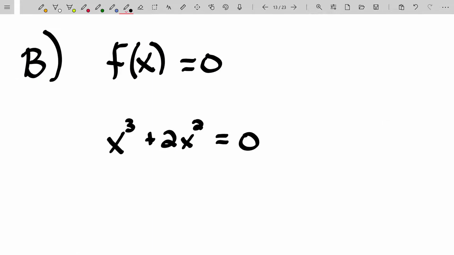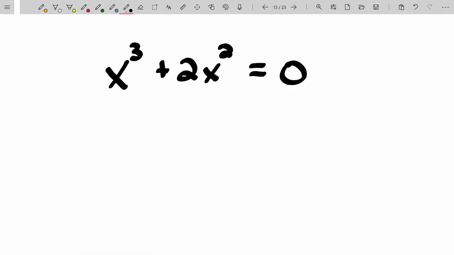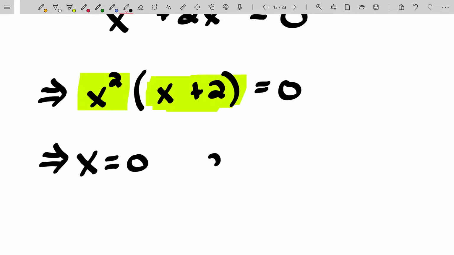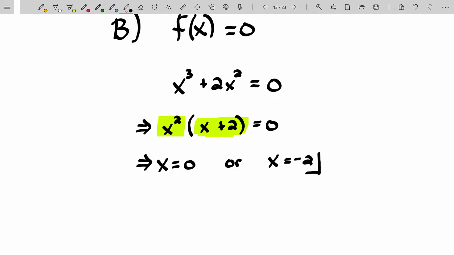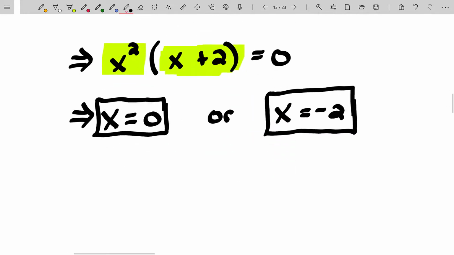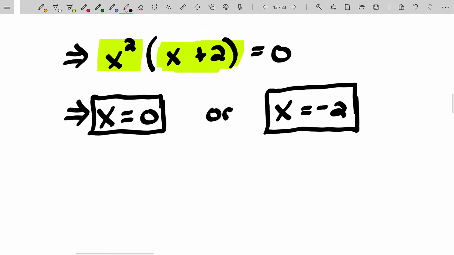Now you're not looking at a function anymore, you're looking at an equation. Notice both terms in that equation have an x squared in common, so you can factor that out, and you're left with an x plus 2. Now you can say, well, I have a couple objects multiplying to become 0. That means either that first object is 0 or this second object is 0. That is, either x is 0 or x is negative 2. That is the solution to the question that was being asked, when is f of x equal to 0? F of x is equal to 0 at x equals 0 or x equals negative 2.